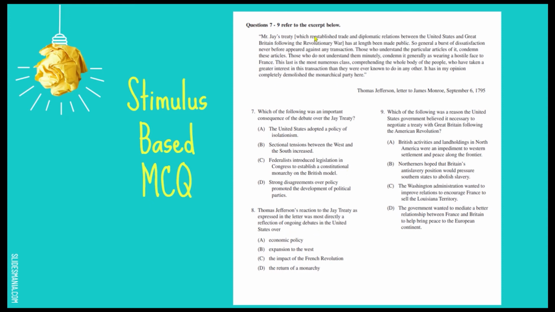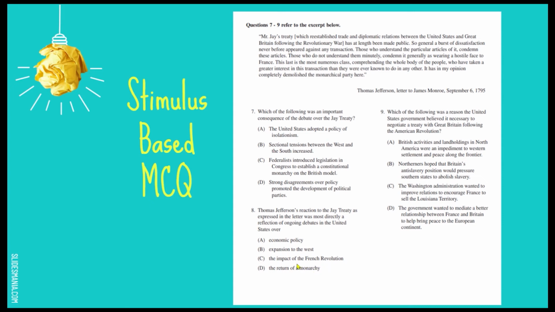Again, this question, the answer is not in the passage. They're asking you what was going on in America at the time. So at the time of the John Jay Treaty, there's a debate between the Federalists and the Democratic Republicans over foreign policy, and that dealt with the French Revolution. And that's why the answer is C.